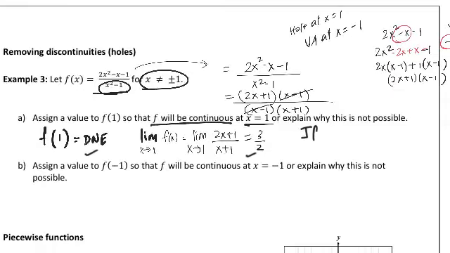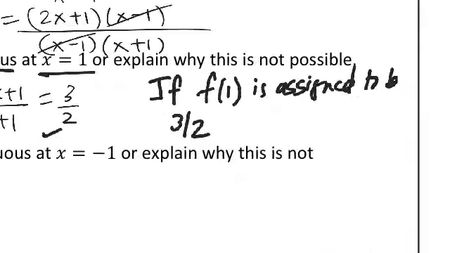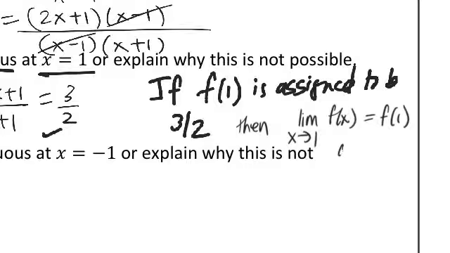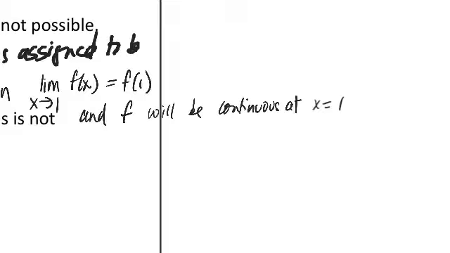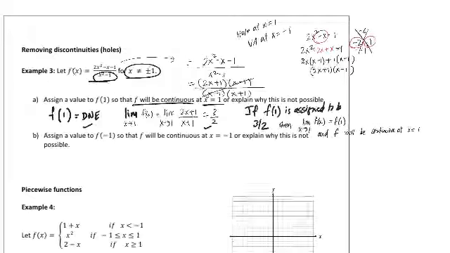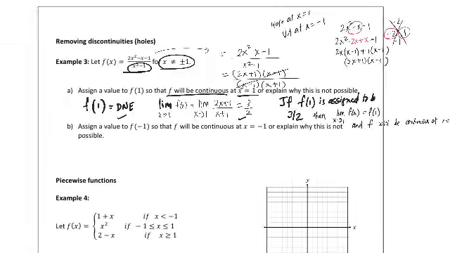So if f of 1 is assigned to be 3/2, if you force it, then we would have that the limit of f of x as x approaches 1 is equal to f of 1, and f will be continuous at x is equal to 1. So we can, in fact, make f continuous at 1 by making f of 1 equal to 3/2.